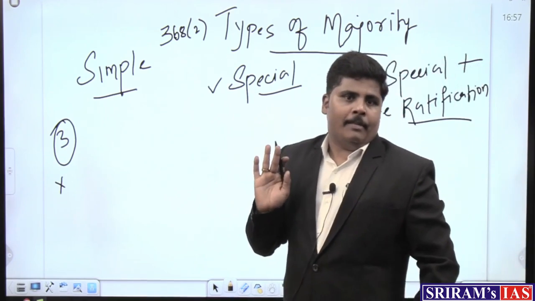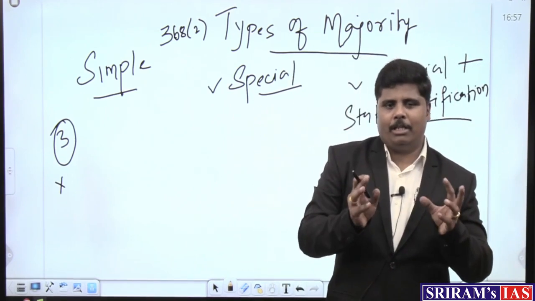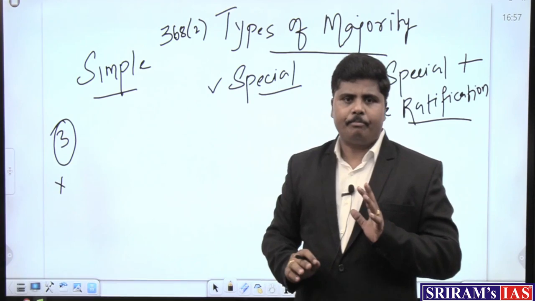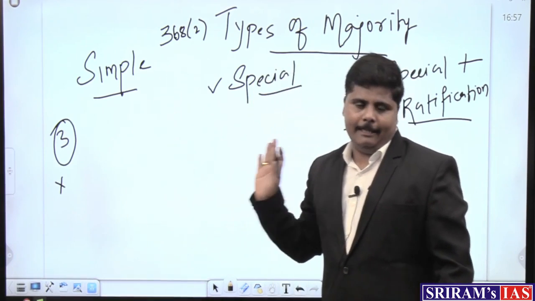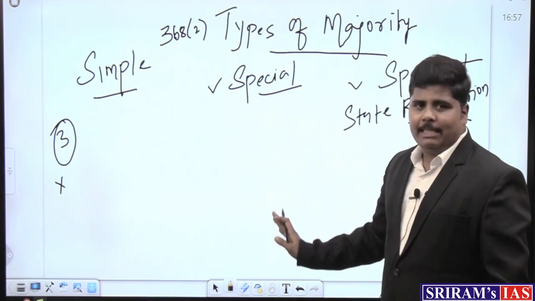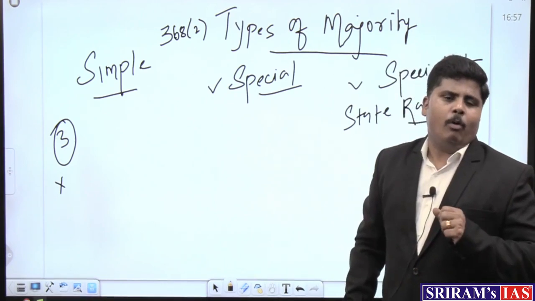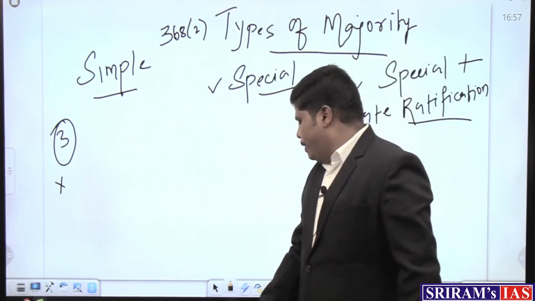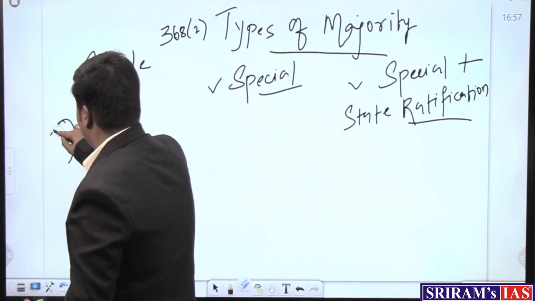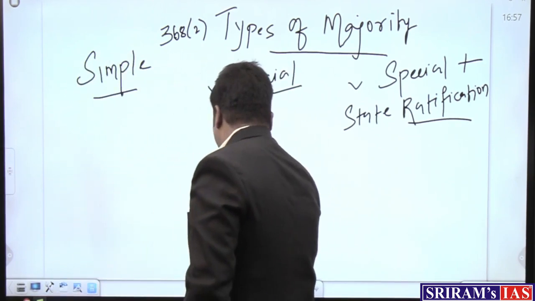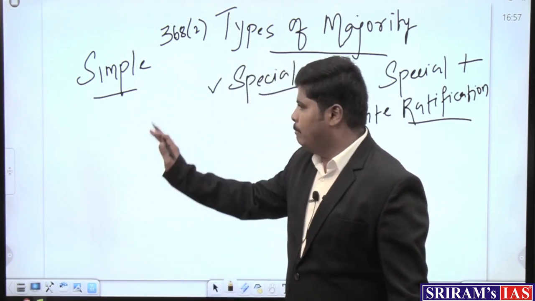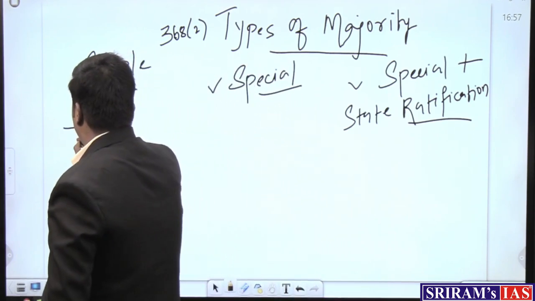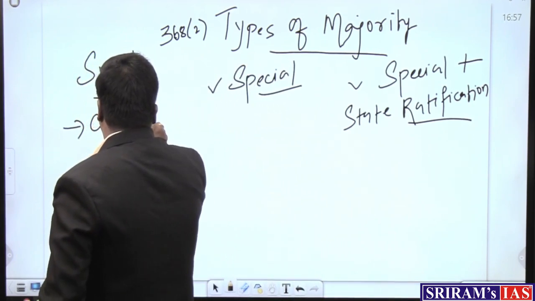This is the content. Sir, now we are done with this area, simple, special, and special with state ratification. Now, what will come under this area? What provisions will come under this area? That becomes a very big question. What will come? Here, what is simple, what is special, what is special plus state ratification. To begin with, generally speaking, if we deal with the simple majority, what will come? Specifically speaking, for example, the matters relating to citizenship.